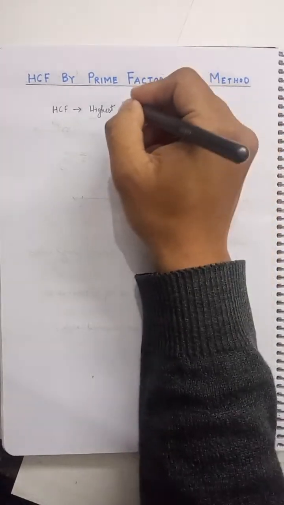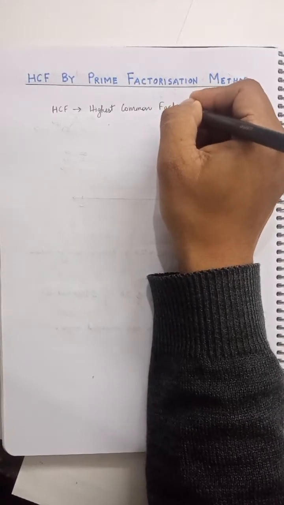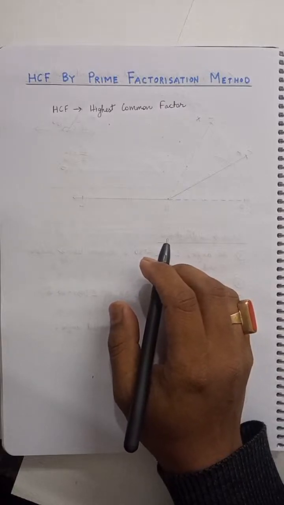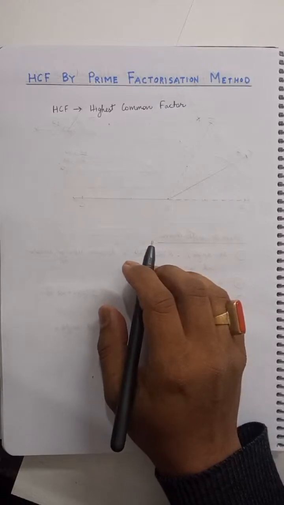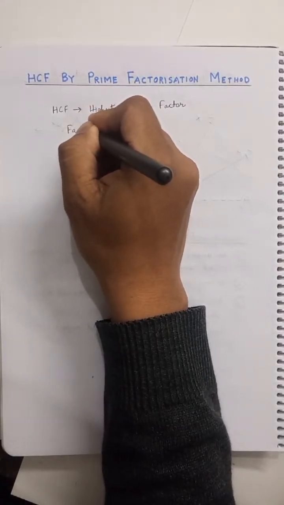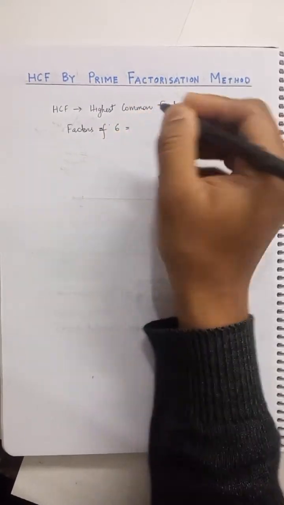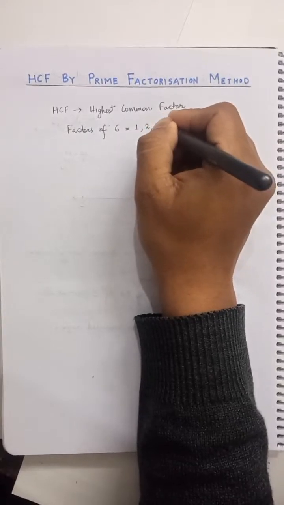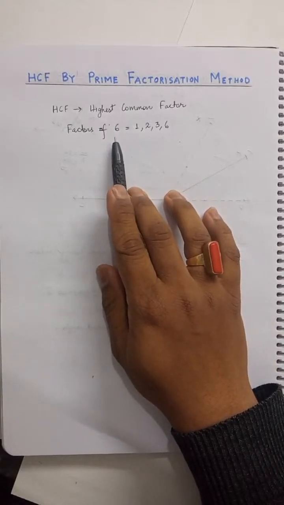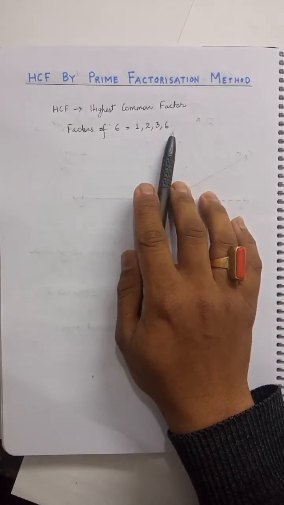Highest common factor. Now we know what are factors. Factors are numbers by which we can completely divide any number. Let me first explain what are factors. Suppose factors of, I'm taking small numbers, factors of say 6. The factors of 6 are 1, 2, 3 and 6. This means that we can divide 6 by the numbers 1, 2, 3 and 6 without leaving any remainder.